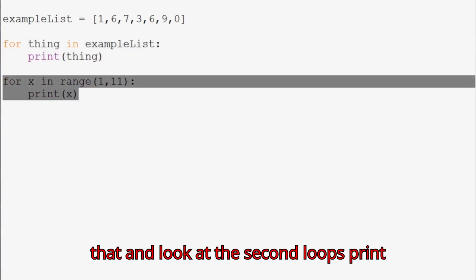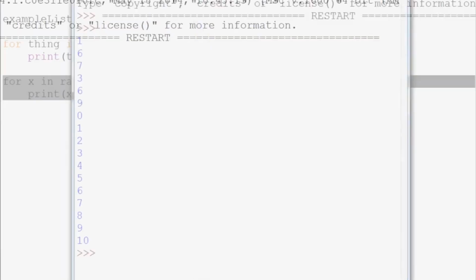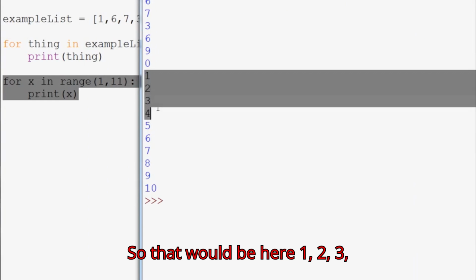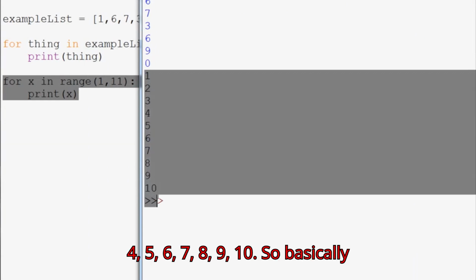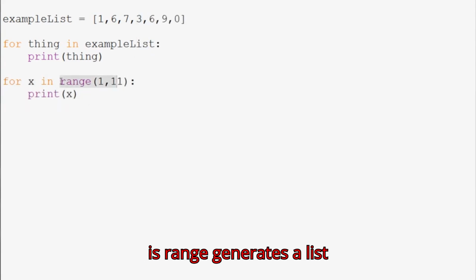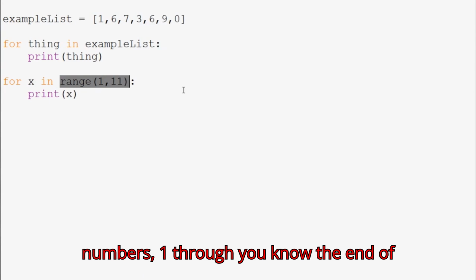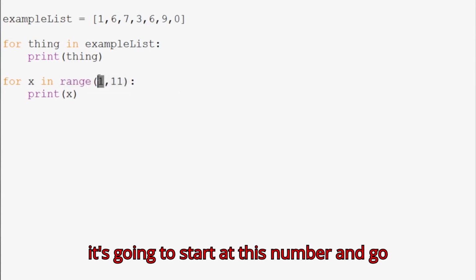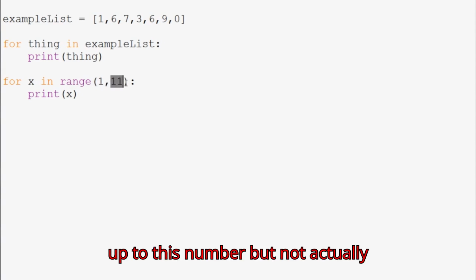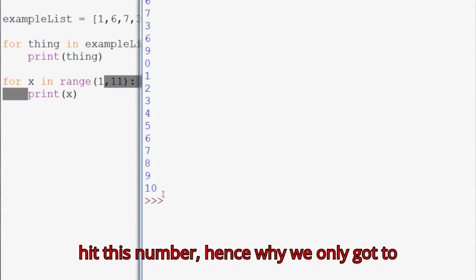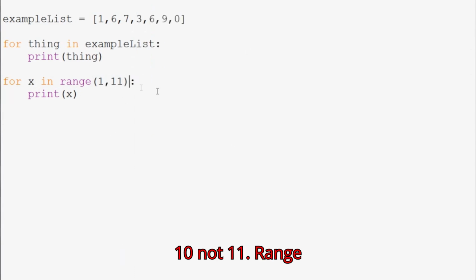So we're still going to do this first for loop, but just forget about that and look at the second loop's printout. So that would be here. 1, 2, 3, 4, 5, 6, 7, 8, 9, 10. So basically 1 to 10. And what range is doing is generating a list of numbers, 1 through the end of the list. It's going to start at this number and go up to this number, but not actually hit this number. Hence why we only got to 10, not 11.